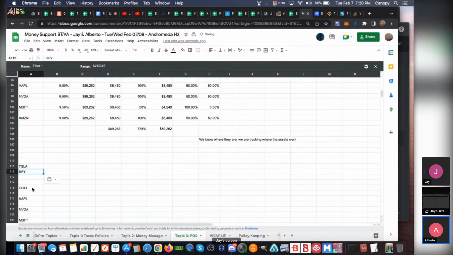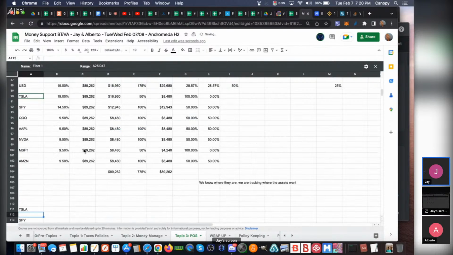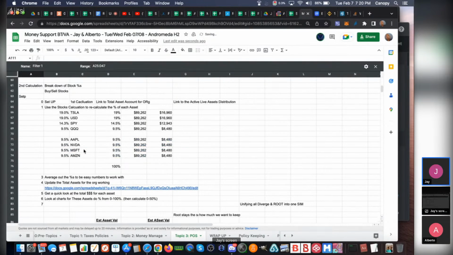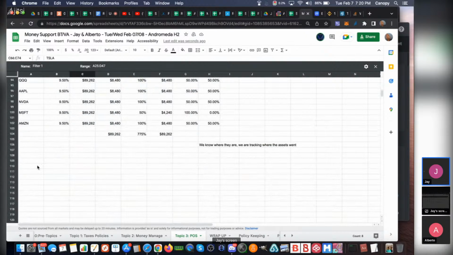Yeah. So if we want to do the charts real quick, actually, let me do that. Let me just pull up these assets really quick. But basically, this would be 0 to 100% for diverge. Remember, this is only for diverge, right? We're not worried about root.